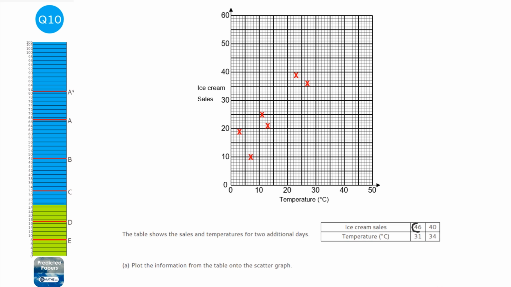So the ice cream sales are 46, which is here on the scale, and the temperature is 31, which is here on the scale. Just check that you're looking at the scale correctly. So we're looking about, let's have a look, about here. Okay, next one, ice cream sales 40, which is here on the scale, and temperature 34, which is here. So just got to be careful, and it's about there. So those are the two plots that we want to take.